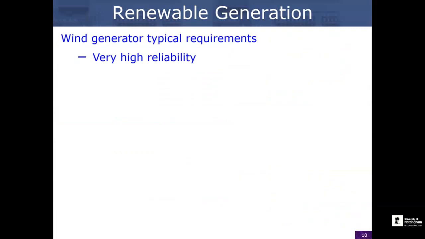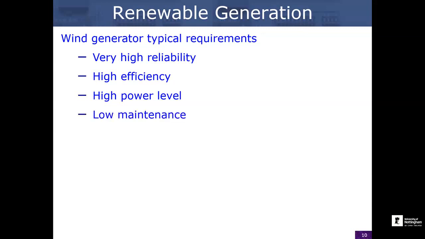So the typical requirements we have for these are very high reliability. As I've said, you don't want it to fail, so you want it to be very, very reliable without too much support. Again, you want it to be efficient. You want to get as much power out of that system as you possibly can. You want to have high overall power levels per turbine. You'd much rather generally build one larger turbine than 10 smaller turbines, which implies that you want to get as much power as possible out of each individual turbine.